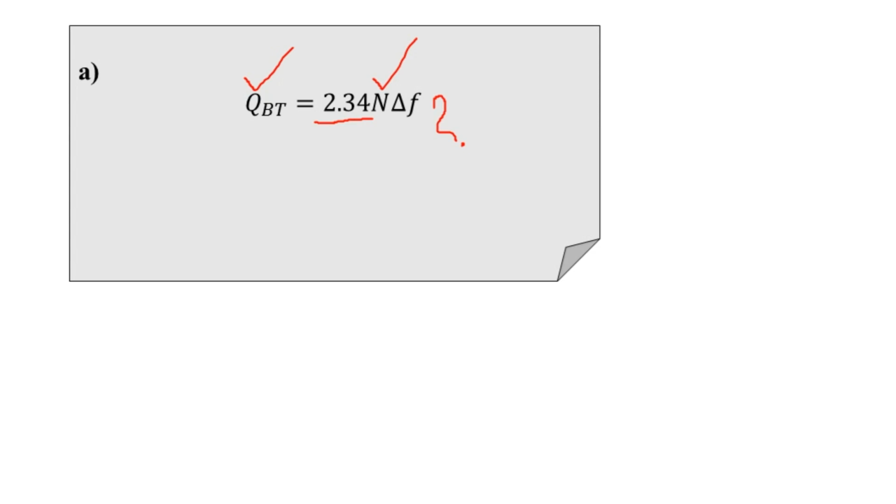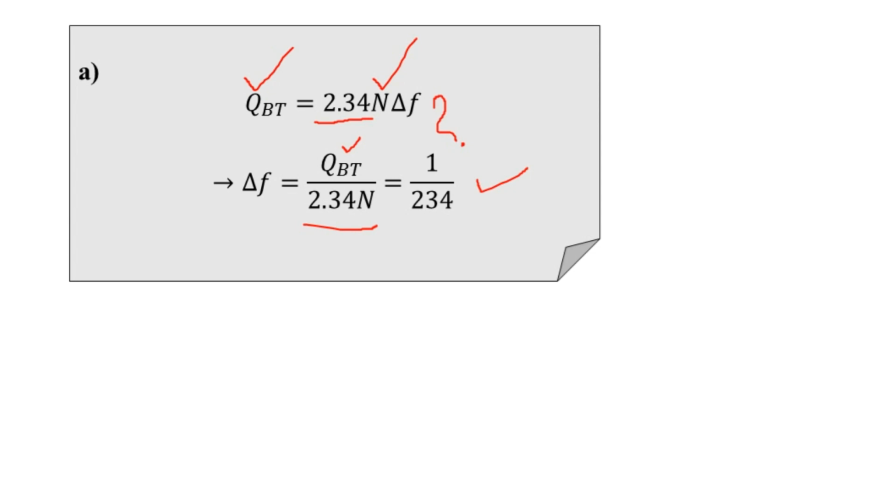To get delta F, the frequency resolution, onto the left hand side, rest onto the right hand side. So it implies that delta F is equal to, in the numerator we have the quality factor Q suffix BT divided by 2.34 multiplied by N here. So quality factor Q is equal to 10 we can substitute, N is equal to 1000 we can substitute, and we get the required answer 1 divided by 234 as the answer for part A.